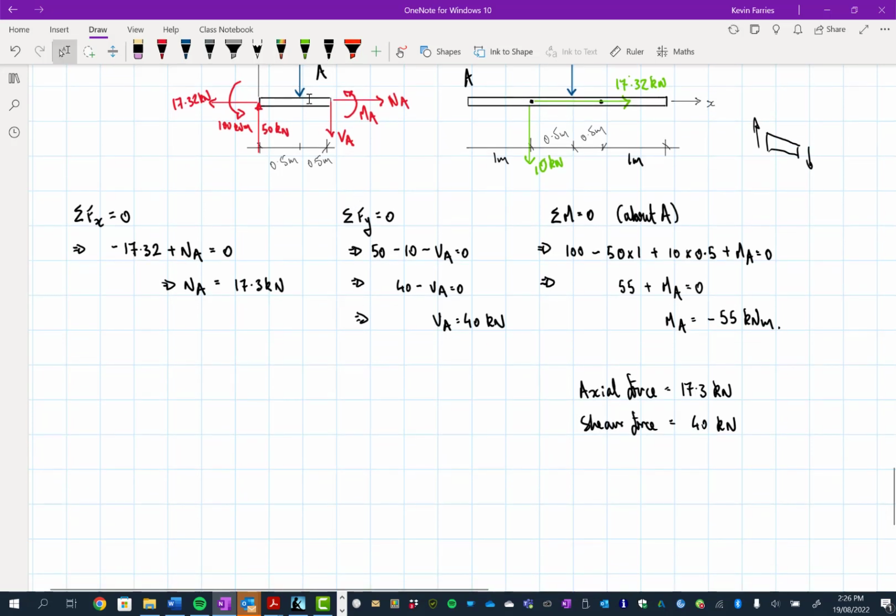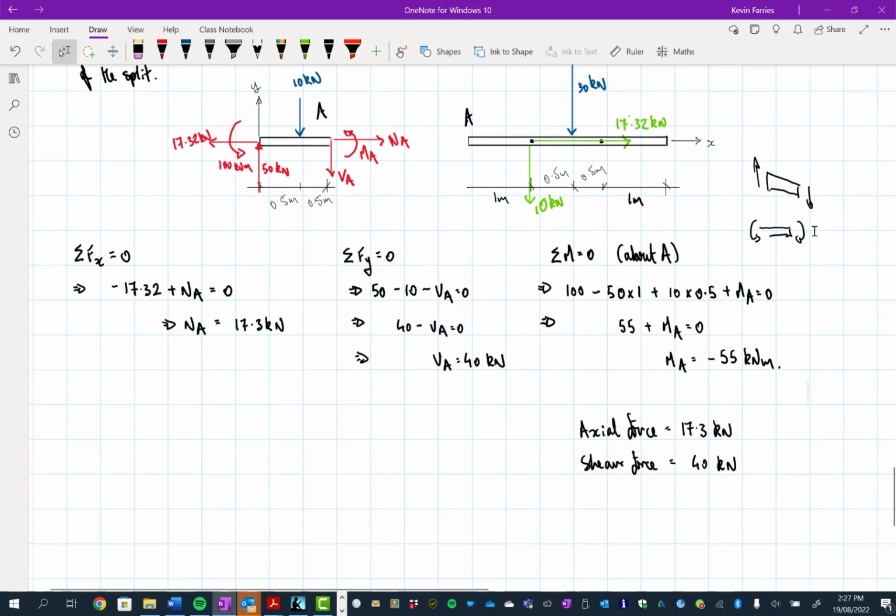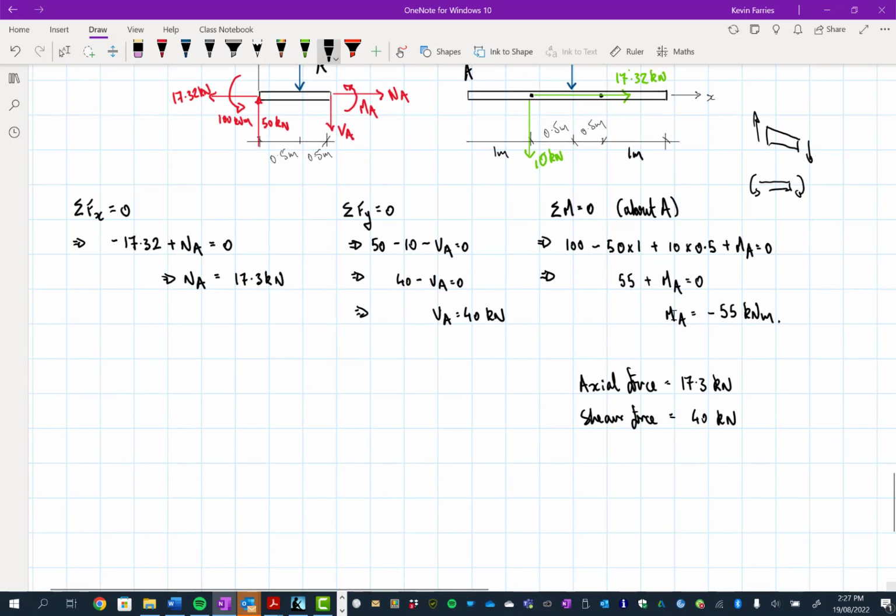And then for the moment, this time it's come out negative. So that means this is the wrong way around. And so what should really be on that side is like so. And for the right-hand side, that's what it would be. It would be a hogging, so right-hand side is clockwise, and that's a negative bending moment, and that's come out as negative, so that's correct. So bending moment is equal to, you could say, 55 kilonewton meters.